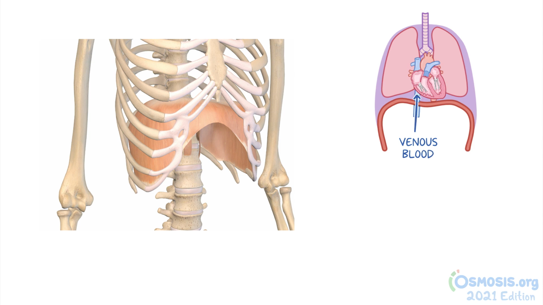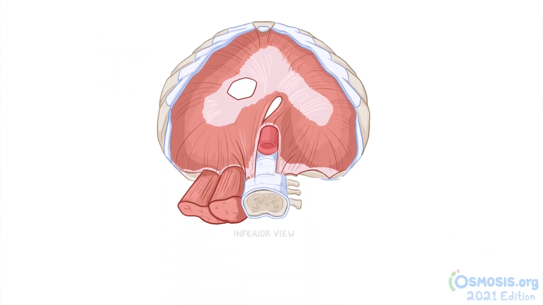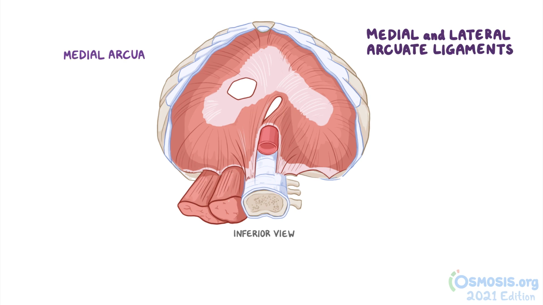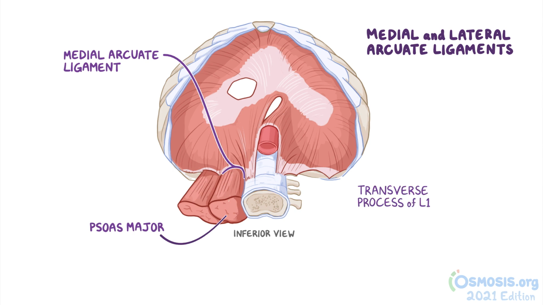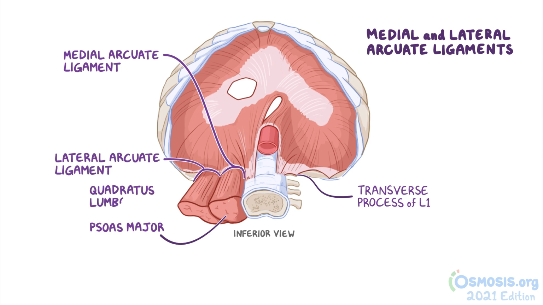In order to properly perform its functions, the diaphragm is attached to surrounding structures by various ligaments and muscular crura. First up, the medial and lateral arcuate ligaments. The medial arcuate ligament is a thickening of fascia that covers the psoas major muscle, which then attaches to the lumbar vertebral bodies and the transverse process of L1, whereas the lateral arcuate ligament covers the quadratus lumborum muscles and attaches from the transverse process of L1 to the 12th rib.